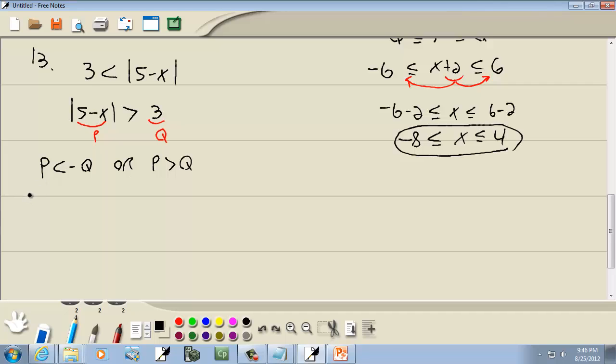Well, we'll plug in the 5 minus x for the p. It's less than negative q, so negative 3. Or 5 minus x is greater than a positive 3. Okay, so now we're wanting to solve for x. I'll do this one on the left first. Take 5 over to the right side. So we got negative x is less than negative 3 minus 5. Which is negative 8.